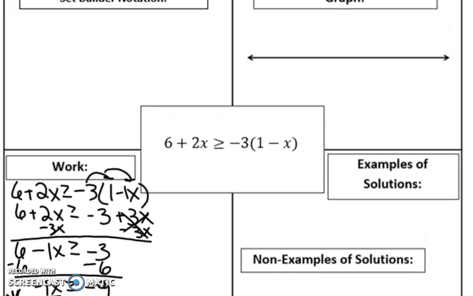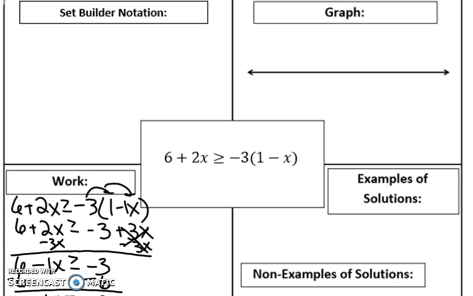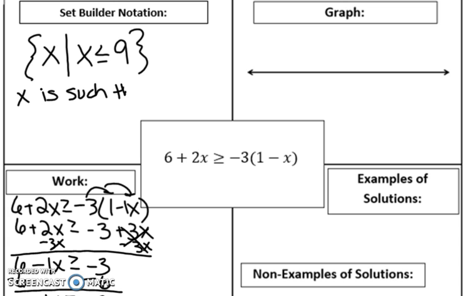Now, if we look at our other boxes, set builder notation. Set builder notation is just a way to write inequality symbols. We start with our bracket, and it's x bar, x is less than or equal to 9. And when we read it, it is x such that x is less than or equal to 9. So my bar just means x such that, and it tells them what x stands for. And in set builder notation, it's whatever variable. So if I have y, it would be y such that y is.